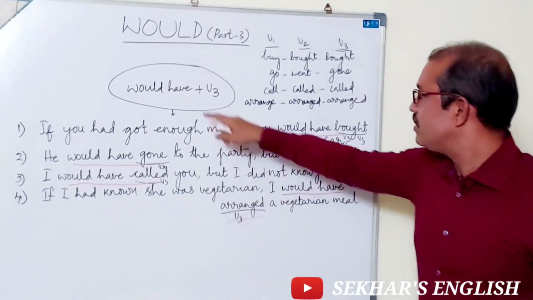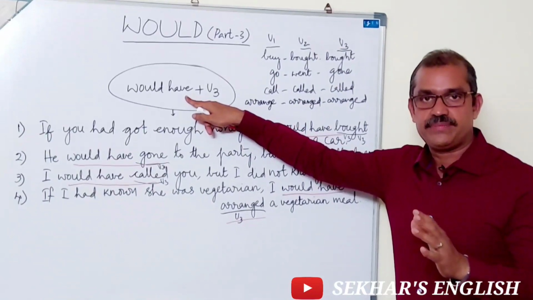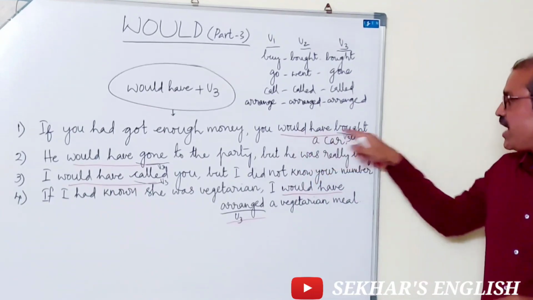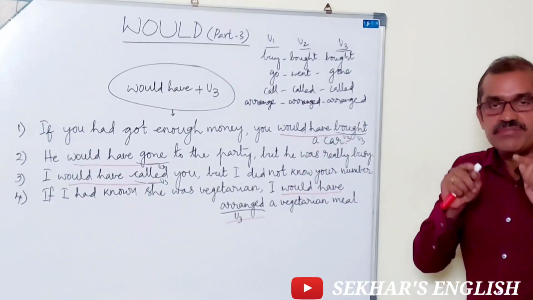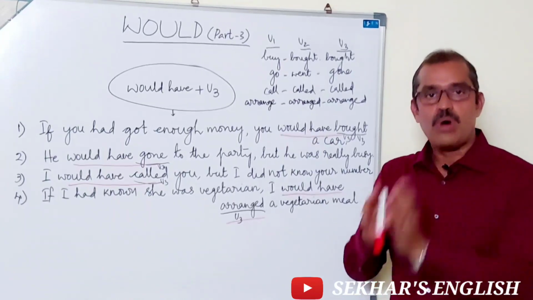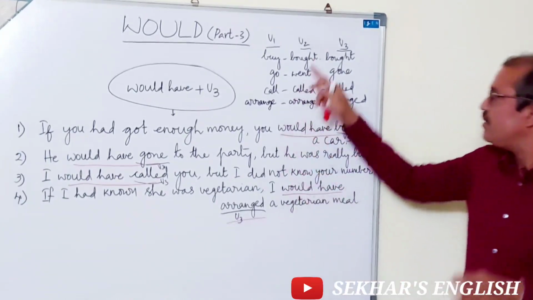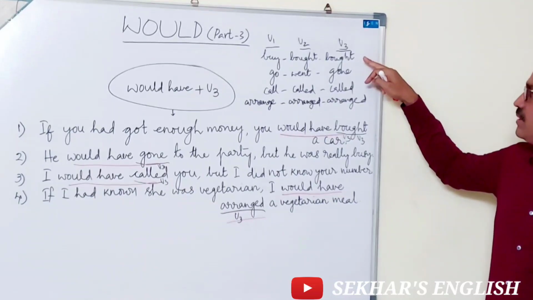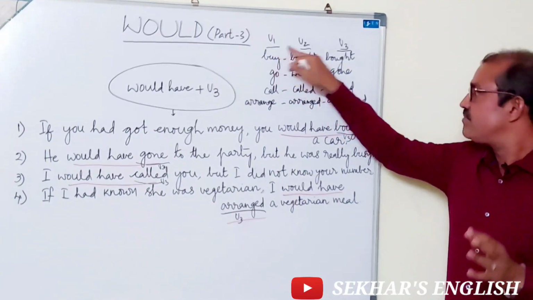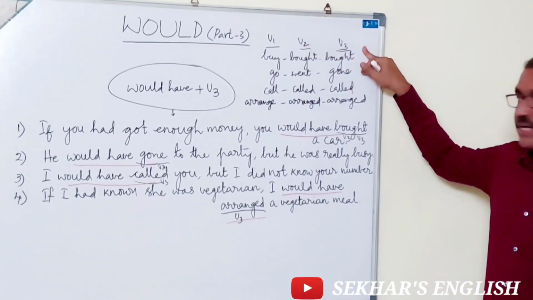Friends, look at this. The structure is would have plus V3. V3 is past participle. Look at this, would have bought. Here bought is V3 form. The base form of the verb is buy. Buy, bought, bought. Buy is V1 form, bought is V2 form. Again bought is V3 form. So V1 is present tense, V2 is past tense, V3 is past participle.